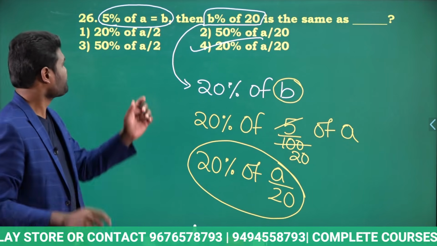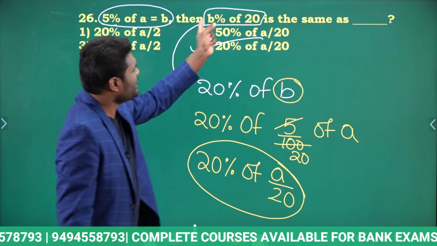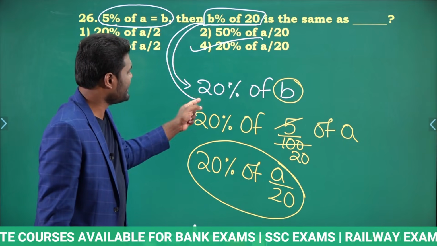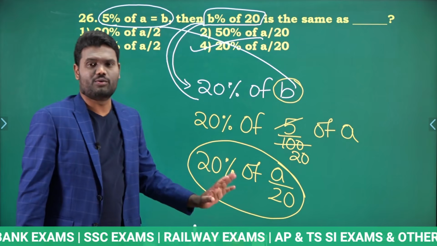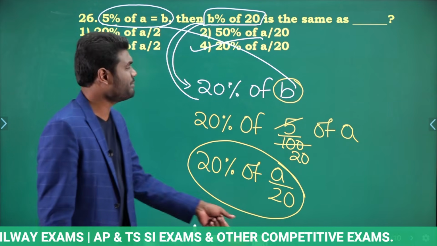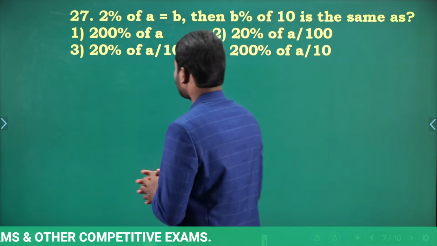Just what you need is, already you have 5% of A as B, you need to calculate B percent of 20. So what I have done, I have converted B percent of 20 as 20% of B. Already I know what is B value, so substitute B value. So when you calculate, you will come to know that the answer is 20% of A by 20, which is nothing but the fourth option. Let us look at the next one.